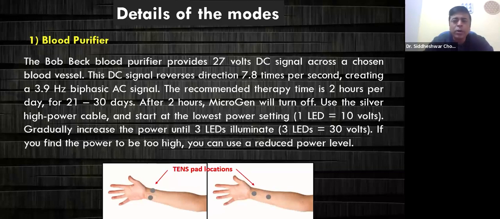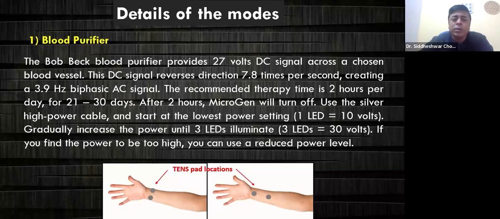So first, it is important to understand the location of the TENS pads when you are doing the blood purifier mode, right? So it has to be placed on the wrist, left and right side. You'll be placing the TENS pad. If you want to use the blood purifier mode, you can use TENS pads like this over the wrist, or vertically like this. Okay, so these are the two placements of blood purifier mode, because you want to target the maximum blood.